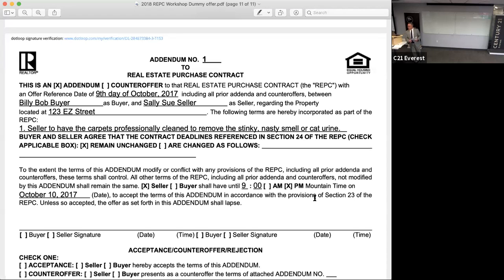If you read in that section, it says, and this is important for you guys to remember on every addendum, to the extent the terms of this addendum modify or conflict with any provisions of the REPC, including all prior addenda and counteroffers, these terms shall control. So keep in mind, if there's ever anywhere that there is anything that modifies or conflicts, the latest addendum will rule. So the question is, is this really the latest addendum?